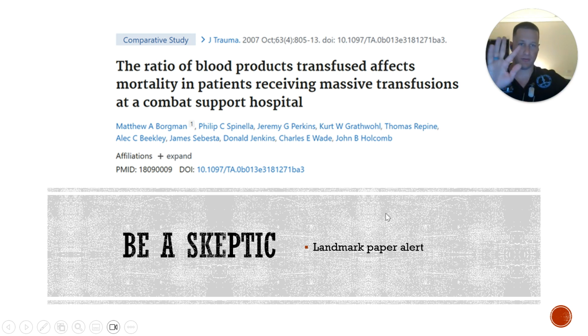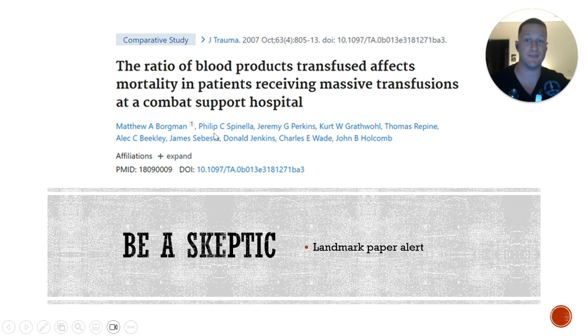Landmark paper alert. So my landmark paper alert dance, and then I swear to God, we're almost done. This guy, Matthew Borgman, wrote this paper. This was the paper that discovered one-to-one-to-one, basically. This paper's old, right? 2007. You guys probably think that that's old, but that's when I graduated high school, I guess. It was in the Journal of Trauma.